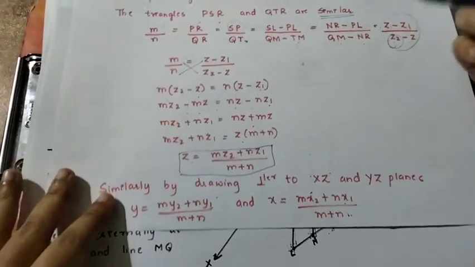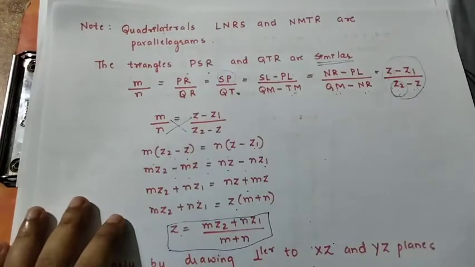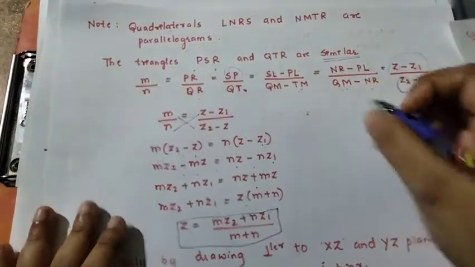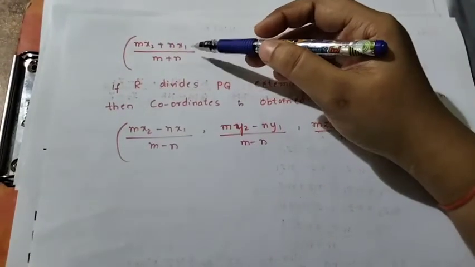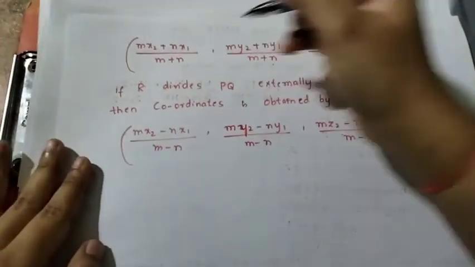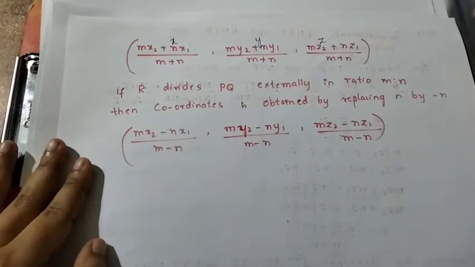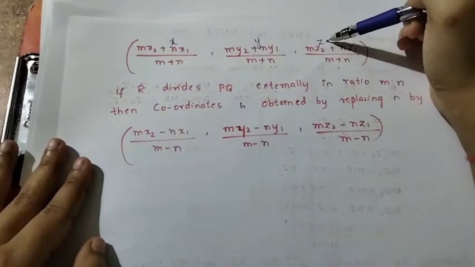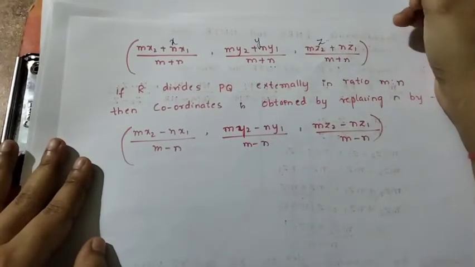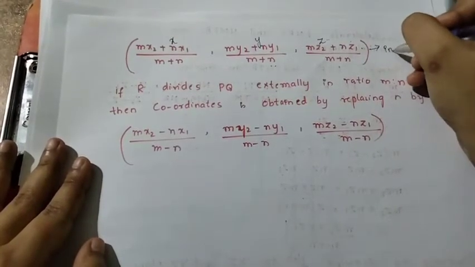So the main important thing is that you have to remember this formula. What is the formula? You have to remember the formula for all three. It is mx2 plus nx1 divided by m plus n. This is the x coordinate, this is the y coordinate, and this is the z coordinate. So for y it is my2 plus ny1 divided by m plus n, and mz2 plus nz1 divided by m plus n. This is the formula for internal division.